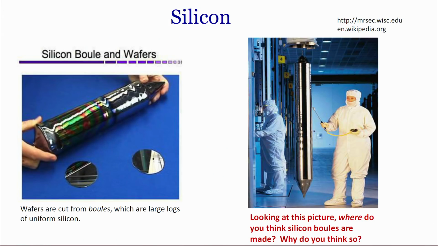Then about the silicon: silicon is manufactured in a clean room. What you can see on the right side is a boule of silicon, and wafers are cut from this and polished to form the final wafers. Silicon is cut from this particular boule to form final wafers.